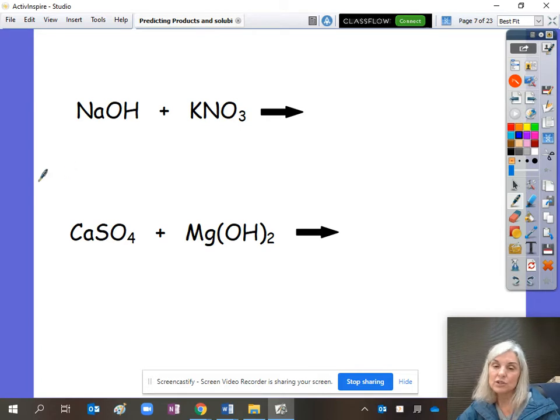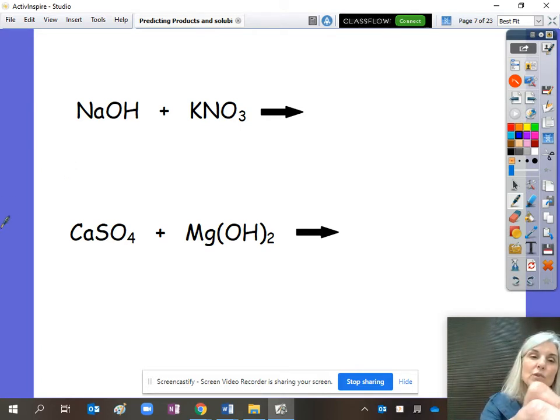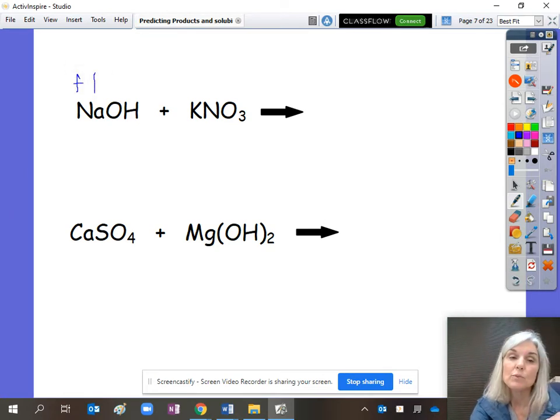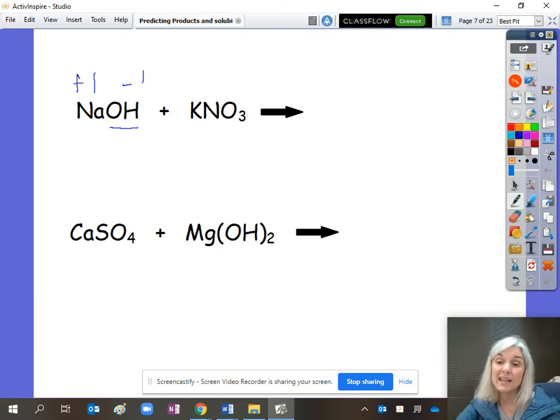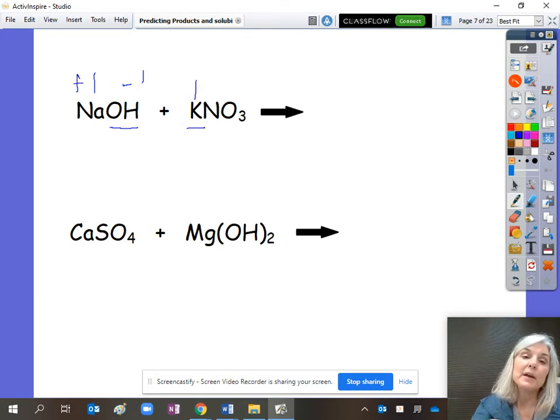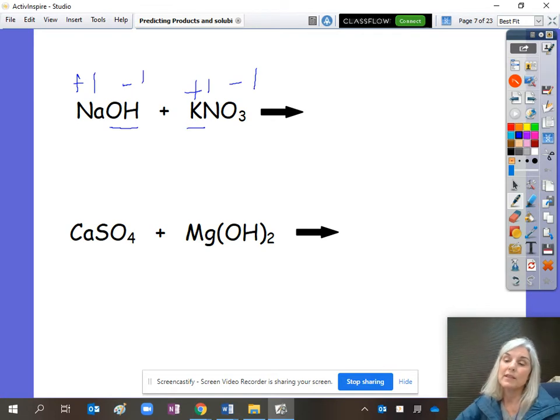So let's get our charges. That's always important to go ahead and knock that out. And hopefully you remember how to get those charges. So sodium is in group 1, so it's +1. Look on your polyatomic sheet. Hydroxide is -1, so that's why it's NaOH. Potassium is +1, and nitrate is -1, and that's why it's KNO3.